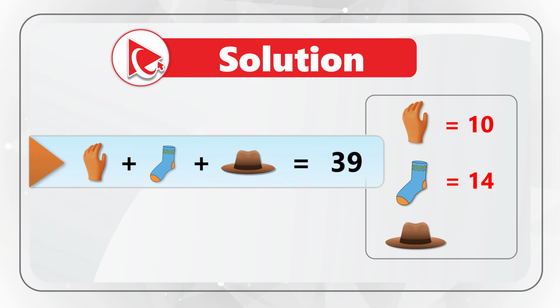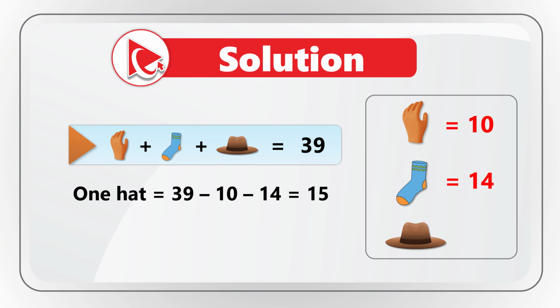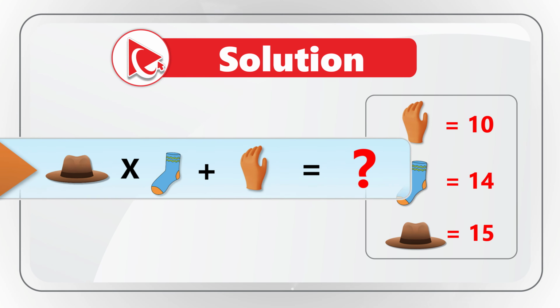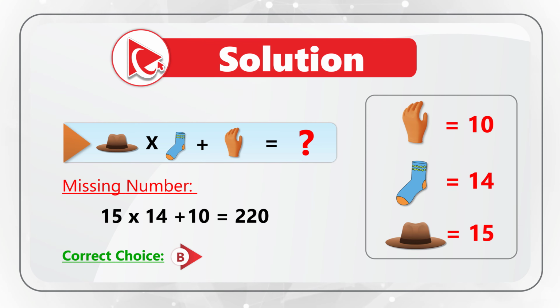Let's go to the third expression. 1 glove plus 1 sock plus 1 hat equals 39. We can calculate the value associated with the hat. It equals 15, because 39 minus 10 minus 14 equals 15. Now we are ready to calculate the missing number. To do that, we need to multiply 15 by 14, which would be equal to 10, and add 10. This is the value of hat multiplied by sock plus the value of glove. So the correct answer here is choice B, 220.